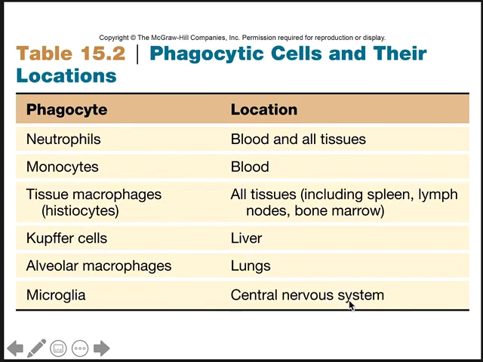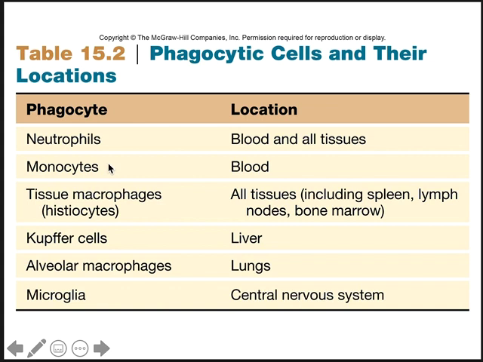Okay, so here's a little summary of the types of phagocytic cells and where they're found in the body. So neutrophils travel throughout your blood, and they're constantly moving out of the blood into the tissues. Okay, and they're the most numerous first responders to any infection or damage.